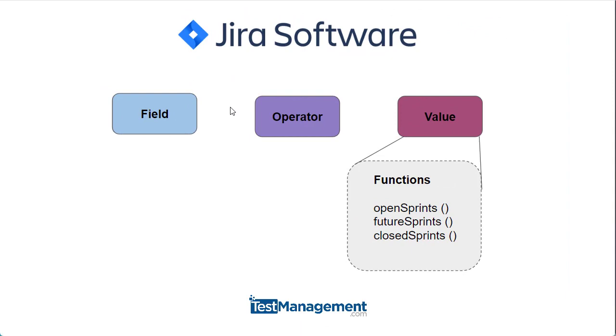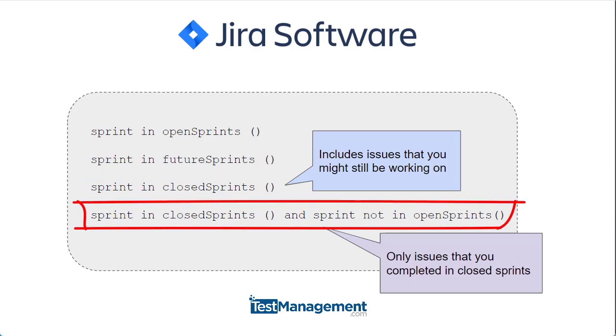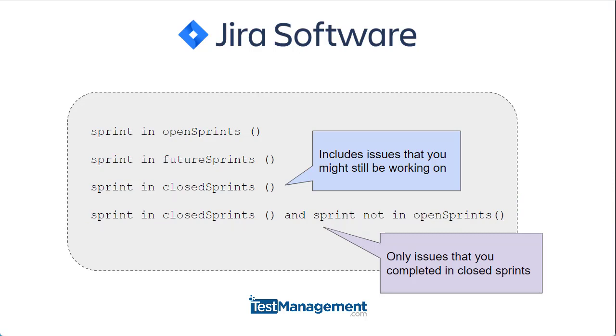So if you're using JQL to search for issues in sprints, there are four key queries you need: sprint in openSprints, sprint in futureSprints, sprint in closedSprints, where issues that you might still be working on will show up, and to get only the issues that you completed in closed sprints, use the conditional AND logic with the closedSprints and the sprint not in openSprints function.